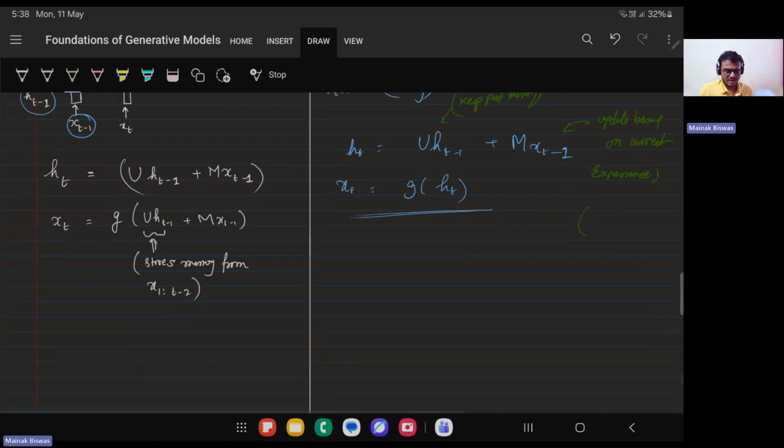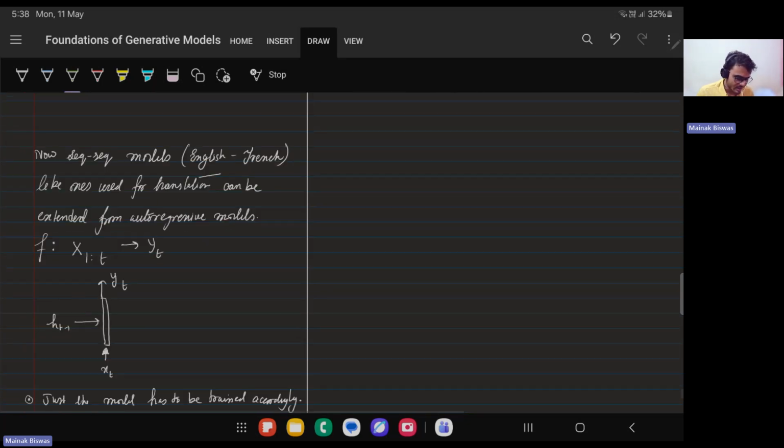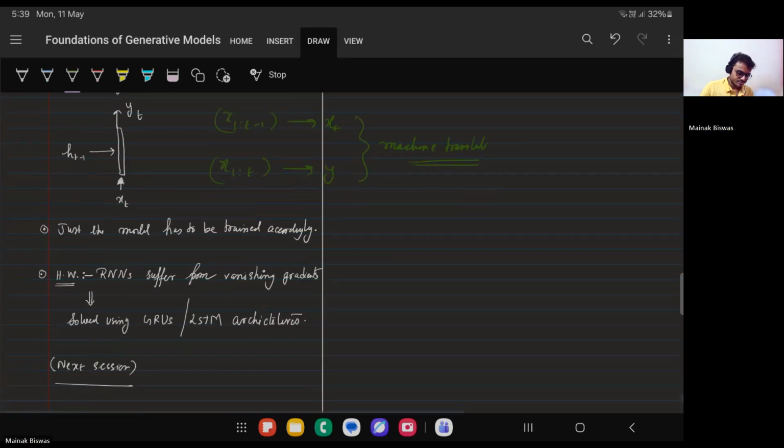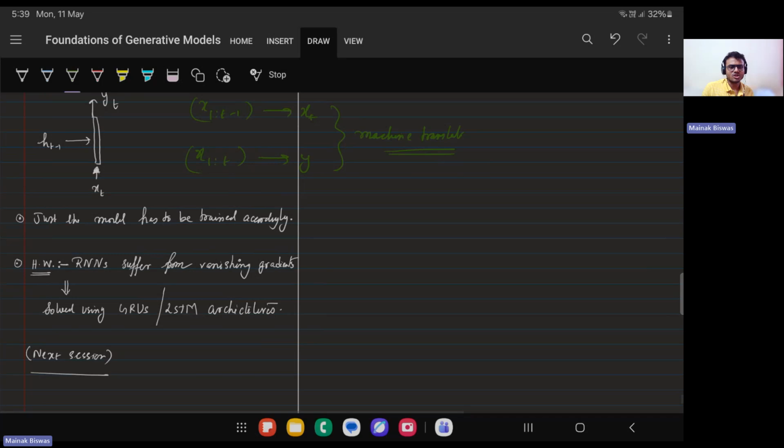LSTMs and RNNs need not always be used this way. With sequence to sequence models, which we'll see next day, you do not always use x_1 to t minus 1 to predict x_t. You can also do something like x_1 to t and predict y, like in machine translation, where you're predicting a different variable altogether. For example, predicting whether you're going to have epilepsy or not based on 1 to t. We'll see why RNNs suffer from vanishing gradients next time.